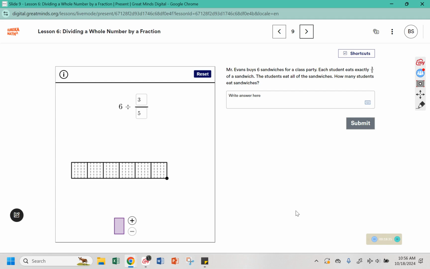Mr. Evans buys 6 sandwiches for a class party. Each student eats exactly 3/5 of a sandwich. The students eat all of the sandwiches. How many students eat sandwiches?